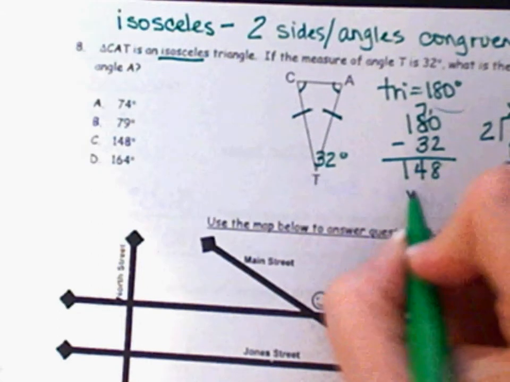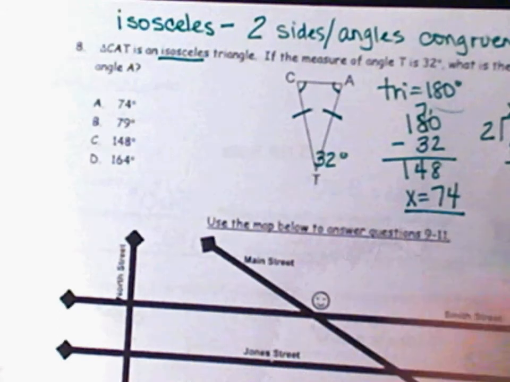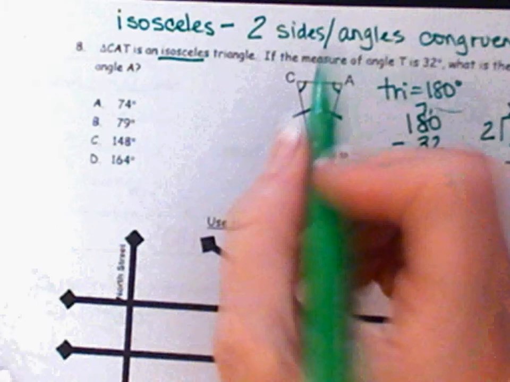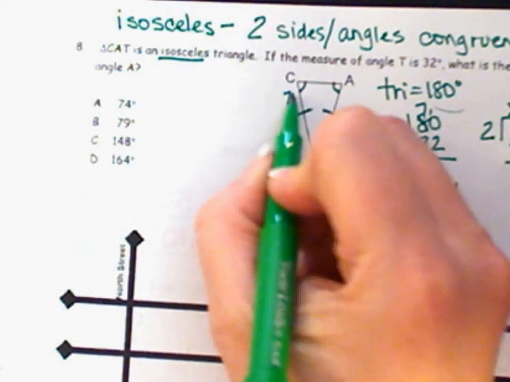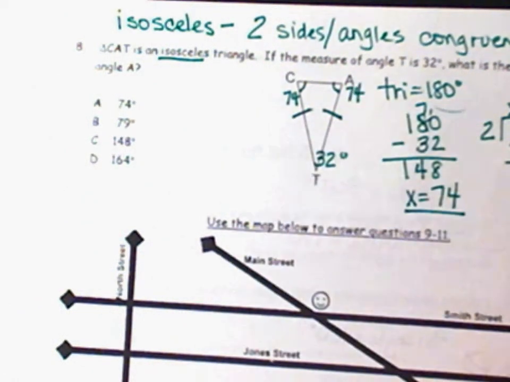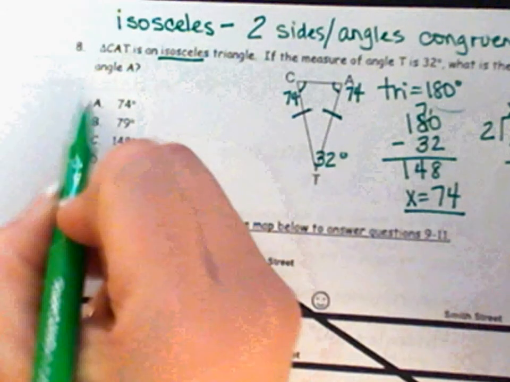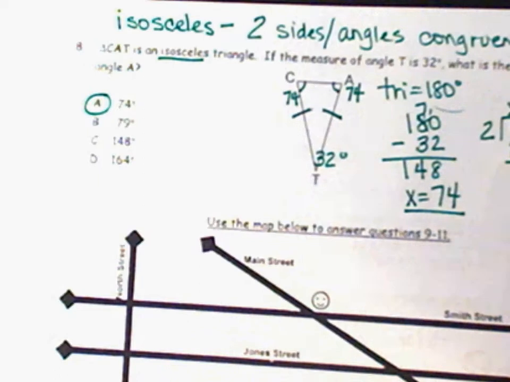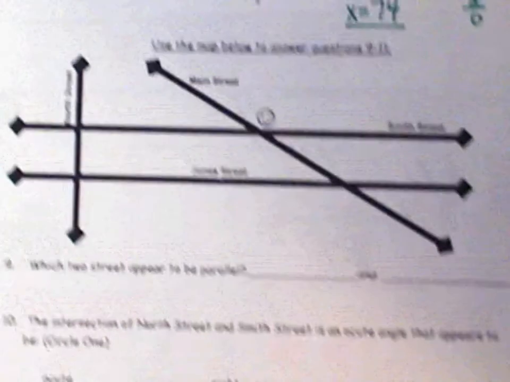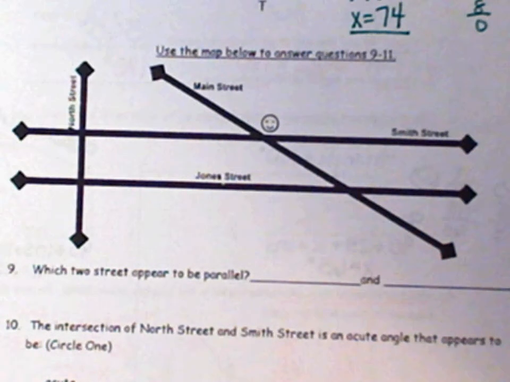So let's go ahead and divide those by 2. Can't go into 1, can go into 14. My answer is 74, which means this angle is 74 degrees, this angle is 74 degrees. If I add them all up, I end up with 180. So my one missing angle is 74.